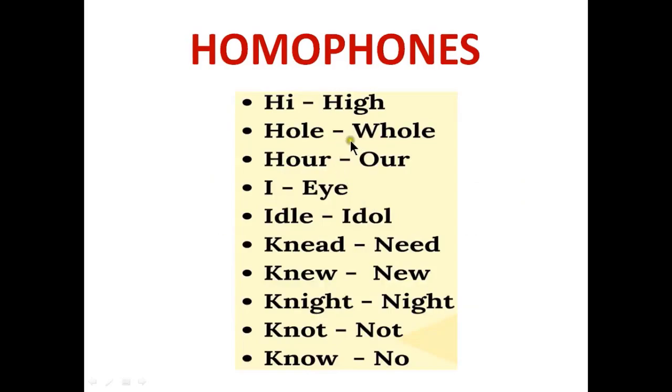My dear students, if you look at these words, these are homophones. The words whole and hole: both are pronounced in the same sound, but their spellings are different and their meanings are different. So I hope you have understood what homophones are. Homophones are words which are similar in sound but different in meaning and spelling. Words like need and knead, new and knew, night and knight are homophones.